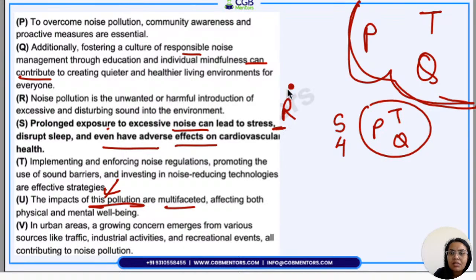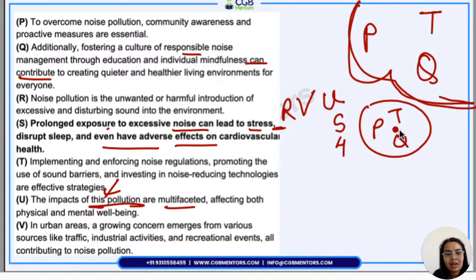In urban areas there is a big problem with noise pollution. We go deeper, and in U we find that the impacts are multifaceted, affecting everything, mental and physical well-being. So R, V, U, S make up the problem part. How do I know U comes before S? It says physical and mental well-being. Look, mental well-being is explained in U, physical well-being is explained in S. That's why U and S will come together. So these four are together.